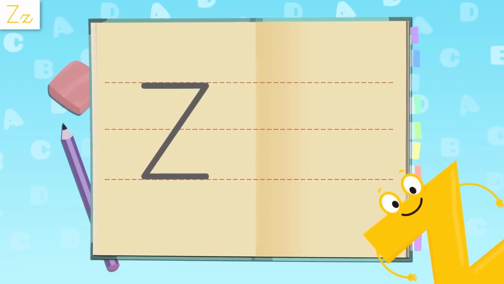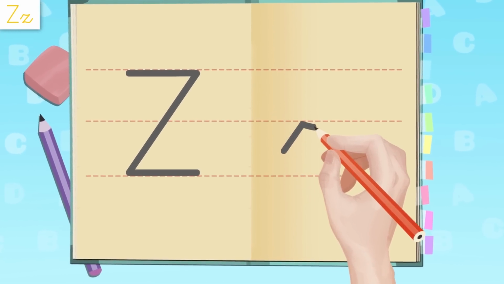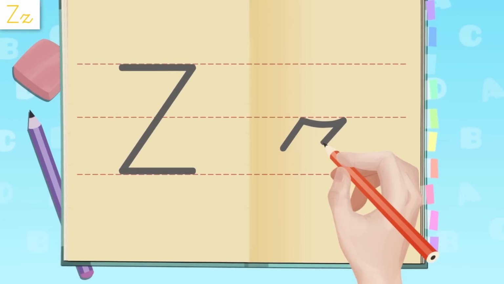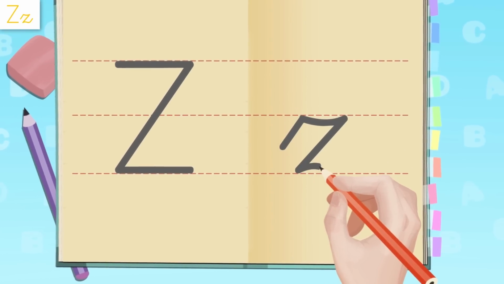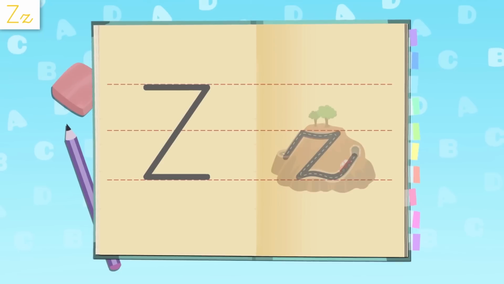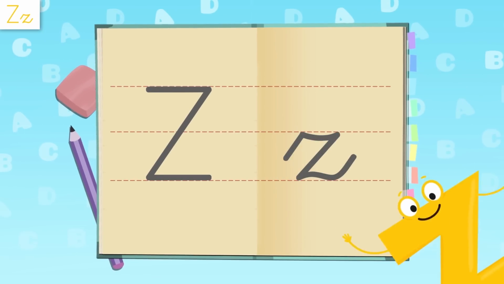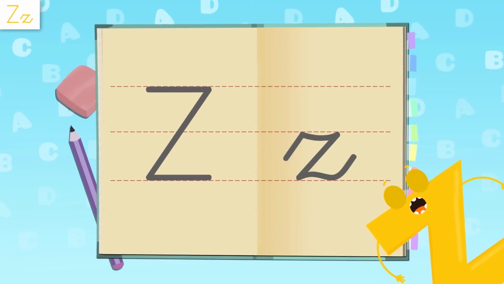Now let's try the smaller caps. We draw up a little, then draw over here. We go down here and finish over there. So well done. Great. Now I look like a road. Try it at home with pen and paper. It's super easy.